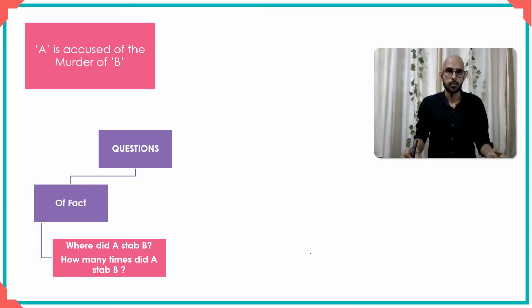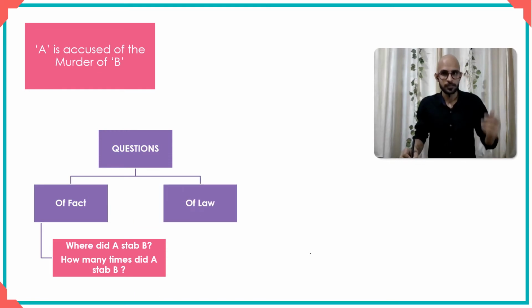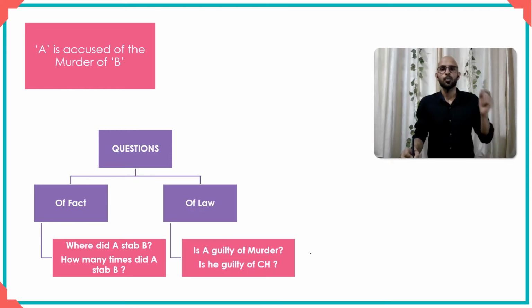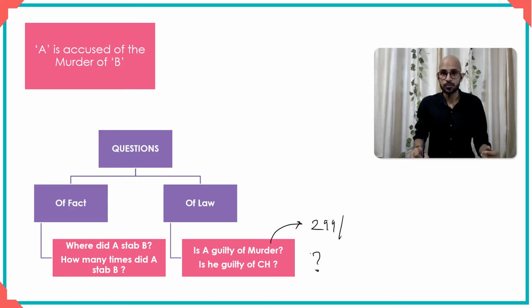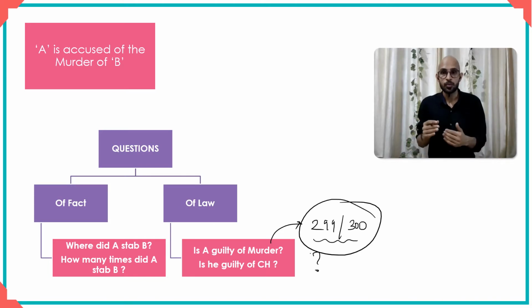On the other hand, when we look at questions of law for the same case, then whether he is guilty of murder or whether he is guilty of culpable homicide not amounting to murder, for this you need to refer to the law. For example, if it is murder or culpable homicide, you will need to look at Sections 299 and 300, because if you don't look at these, then you can't know whether the offense committed was culpable homicide or murder. So you see, the answer to this question lies in the law.